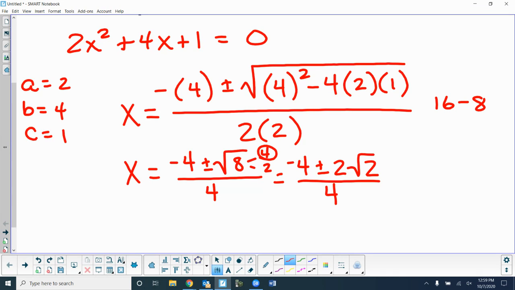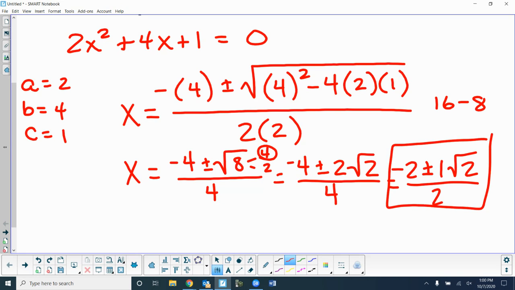No. Why not? Oh, what number goes into all 3 of them? 2. Yeah, good. So I got to divide 2 into the 2 4s and the 2. So 2 into negative 4 is negative 2. 2 into 2 is 1. The radical 2 stays radical 2, and 2 goes into 4 twice. So this is what we're looking at right here. Negative 2 plus or minus the square root of 2 over 2.